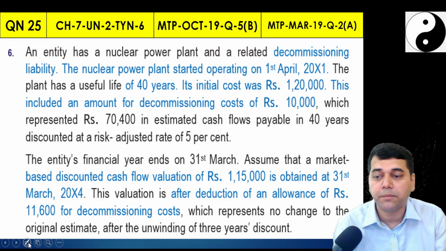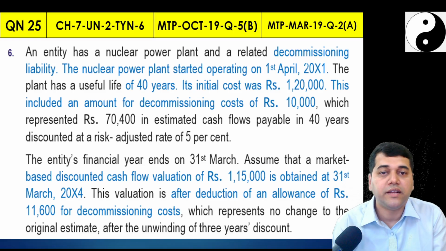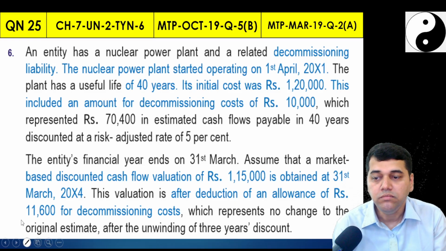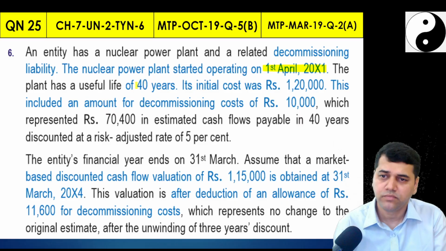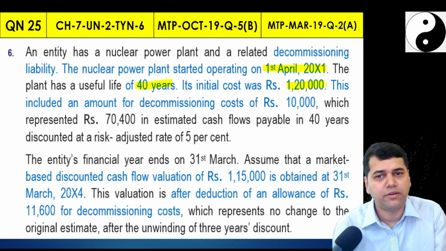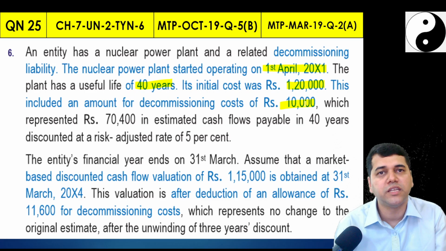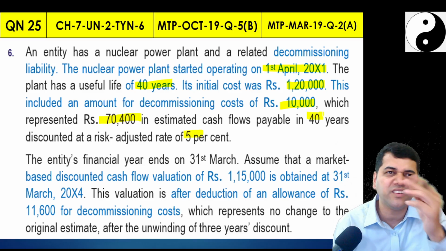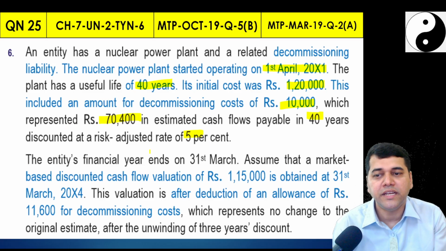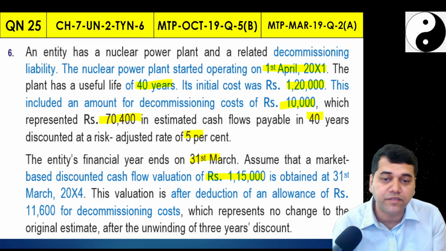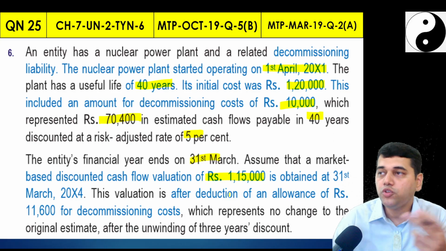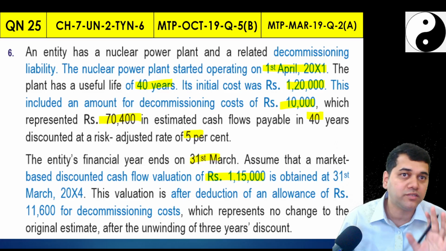An entity has got a nuclear power plant and related decommissioning liability. The nuclear power plant started on 1st April 2001, with 40 years of life. 1,20,000 is the cost. 10,000 is the decommissioning liability, 70,400 which will be discounted at 5% 40 years from now. It is the same story. The entity's financial year end is 31st March. Now a market-based discounted cash flow valuation of 1,15,000 is obtained. That means you got the fair value of this asset.